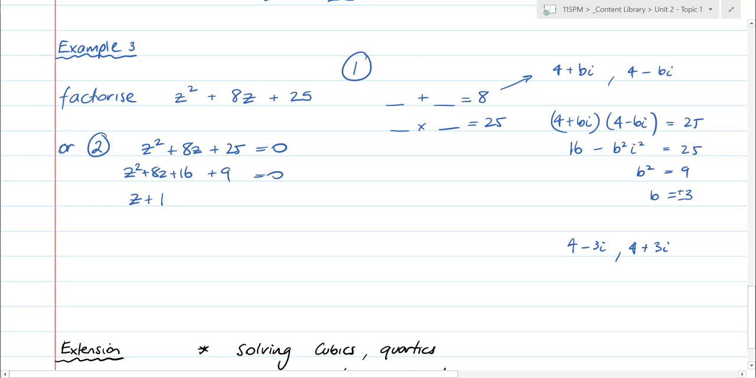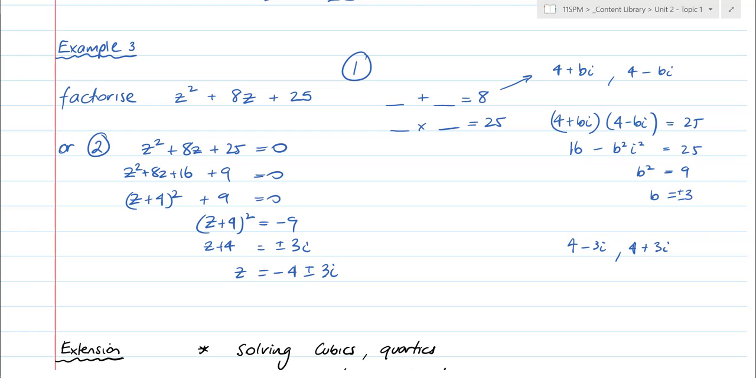That becomes z plus 4 squared plus 9 equals 0. z plus 4 squared equals negative 9. z plus 4 equals plus or minus 3i. z equals negative 4. Ooh. What's that? Ooh. Negative 4.